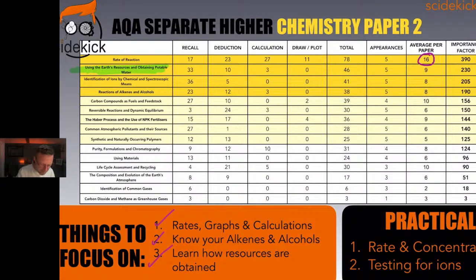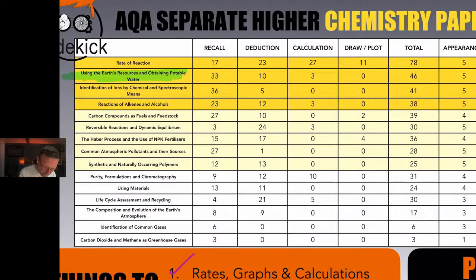Now, any honourable mentions here? Yes, honourable mentions to these two: carbon compounds as fuels, and common atmospheric pollutants and their sources. Carbon compounds and fuels and feedstock is about fractional distillation, so know the different fractions and what they're used for. And for atmospheric pollutants, know your atmosphere. It links very much with the one down here, of course. That comes up all the time as well; you can see 5 out of 5 so far for that one. So sulfur dioxide causing acid rain, carbon dioxide causing global warming, and so on and so forth.